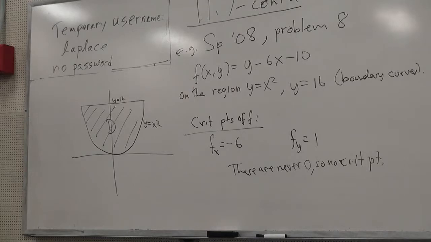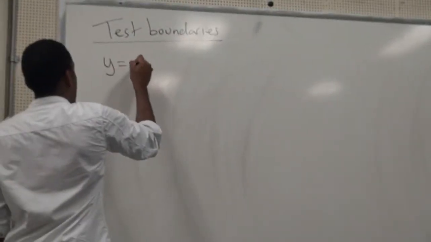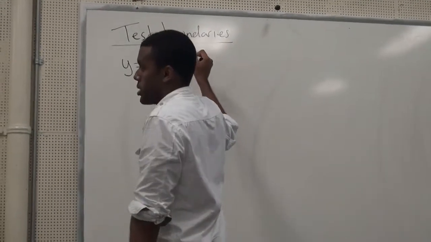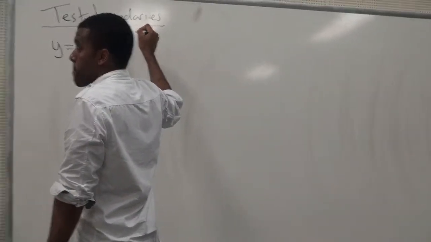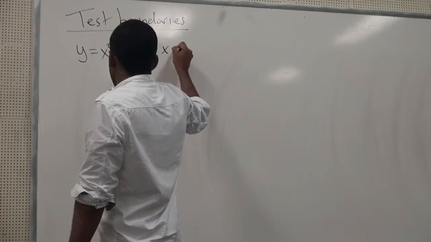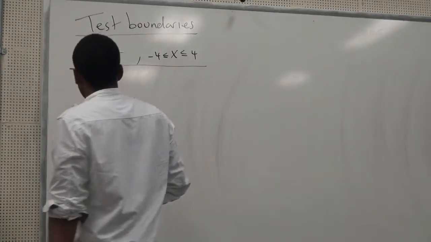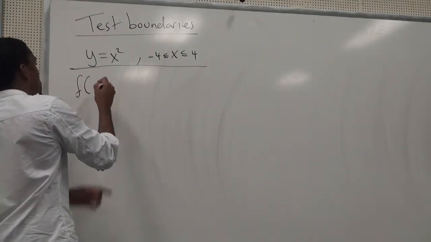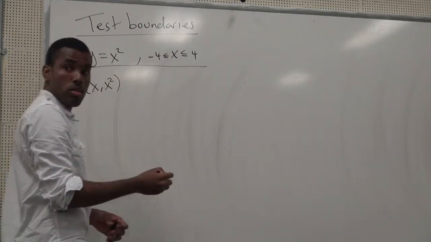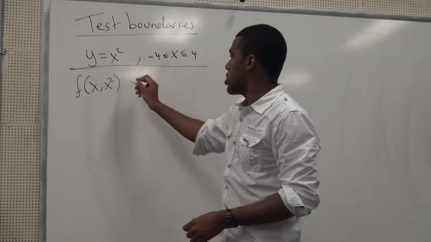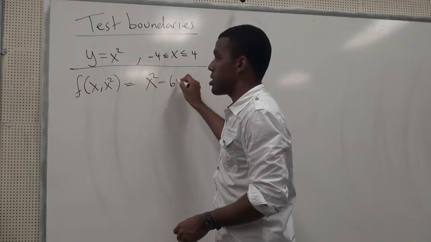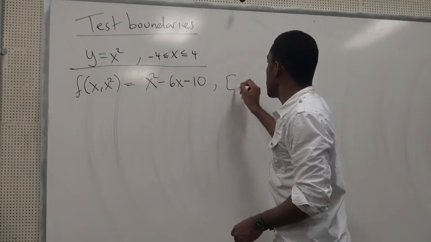Test boundaries. So here my boundary has 2 of them. I'm looking at y equals x squared. What's the boundary? It goes between plus and minus 4, right? So in this region, take f of, instead of y, we're going to put x squared, right? And what does our function look like in that case? It's going to look like x squared minus 6x minus 10 on the interval minus 4 to 4.